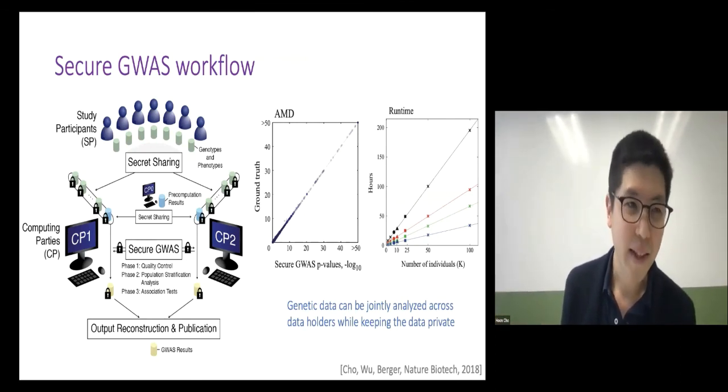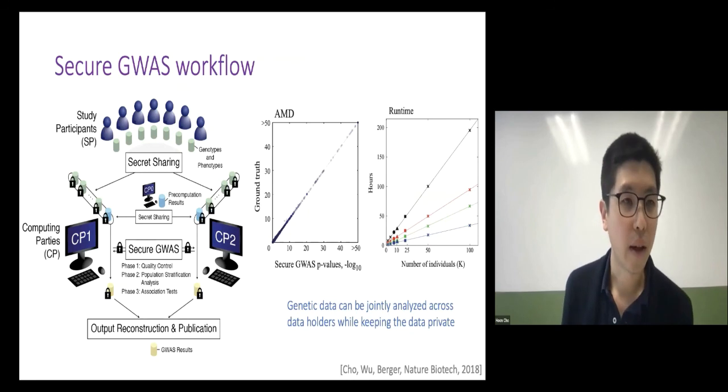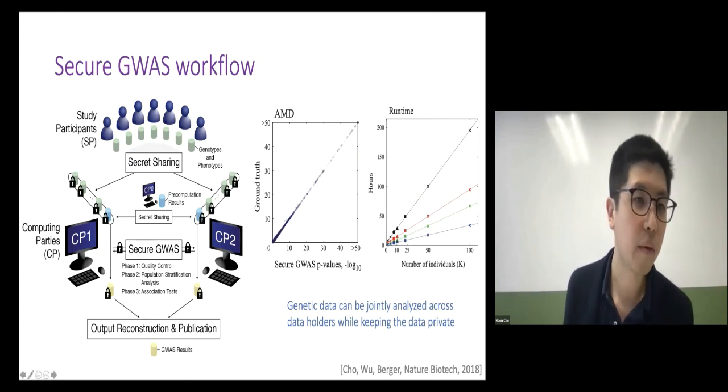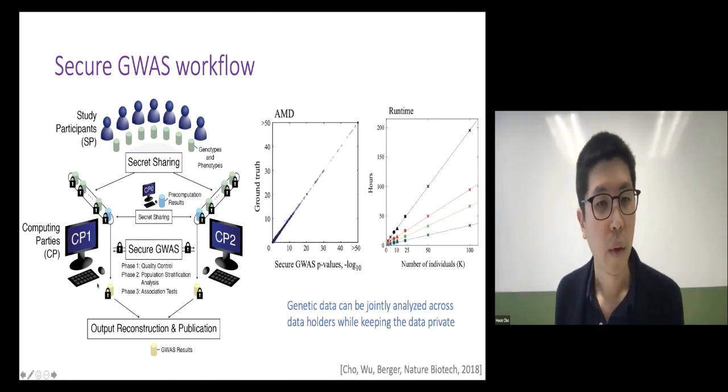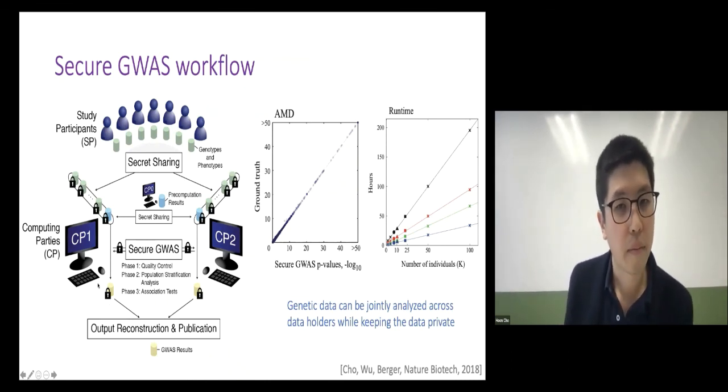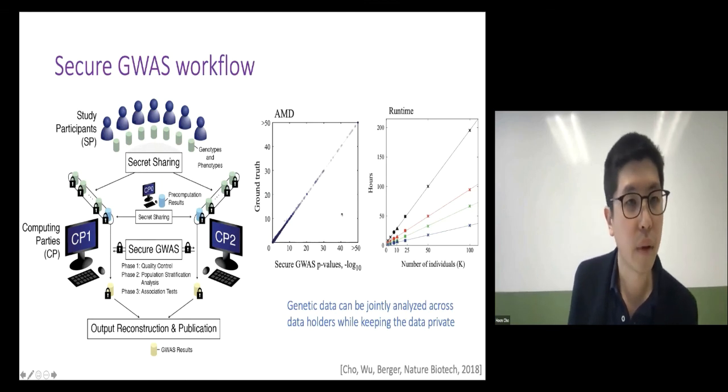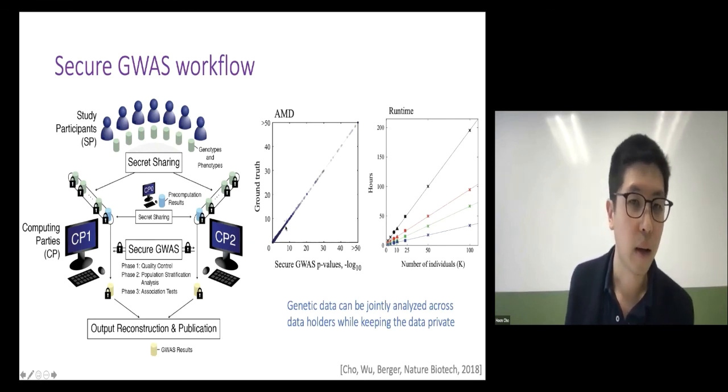Once these data sets are shared, then the computing parties can run our protocol, which performs the GWAS calculations in a secure way. And at the end, the results can be combined to publish the final GWAS association statistics. When we tested our pipeline on published GWAS data sets, we were able to accurately recapitulate the ground truth association statistics while additionally providing privacy protection for the input data.